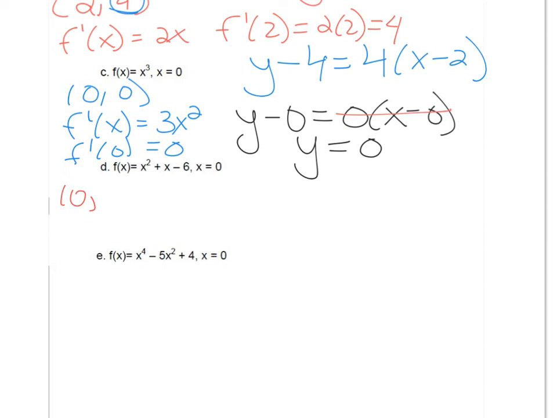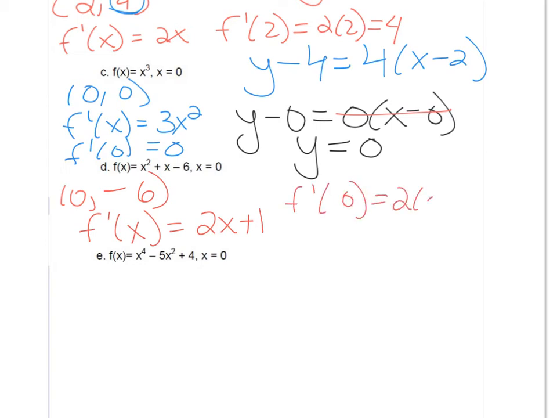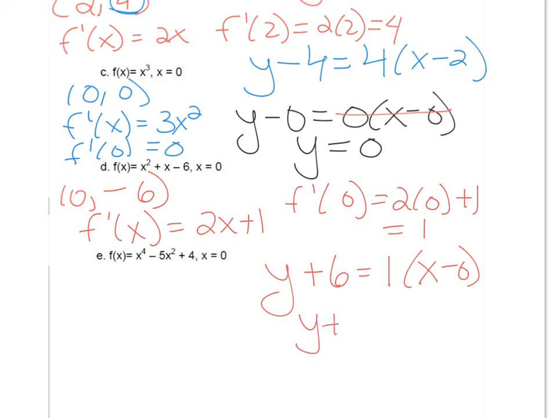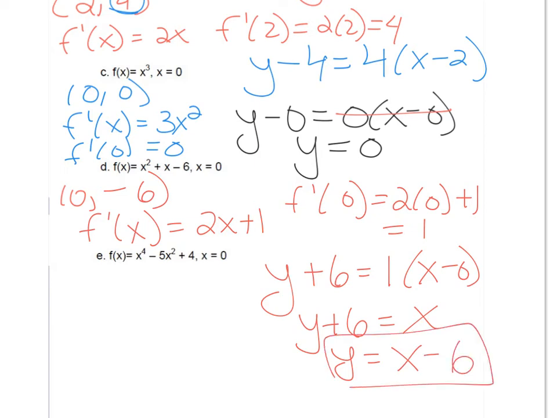When we plug in 0 to the original here, we get negative 6. F prime of x is our slope. We're going to plug in 0 to that. We get 1. So y minus negative 6 equals slope times x minus 0. So that's y plus 6 equals x. So let's subtract the 6 over.